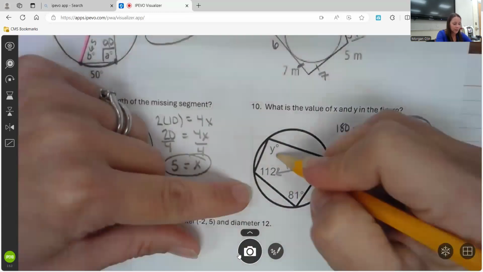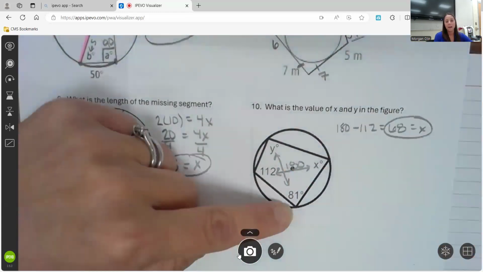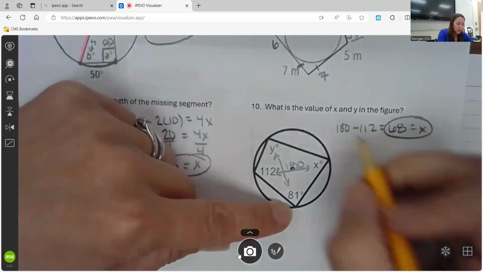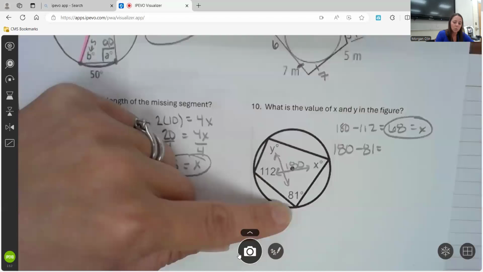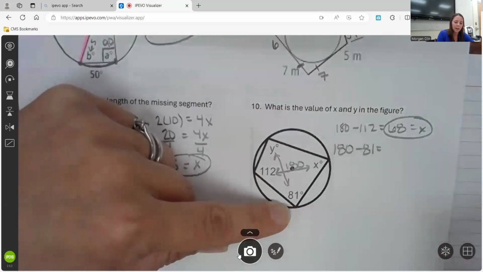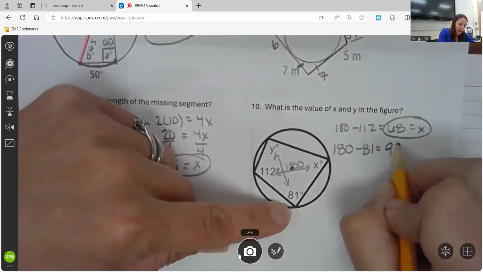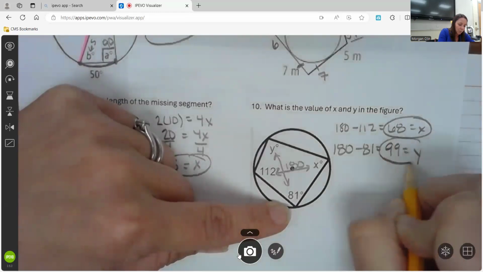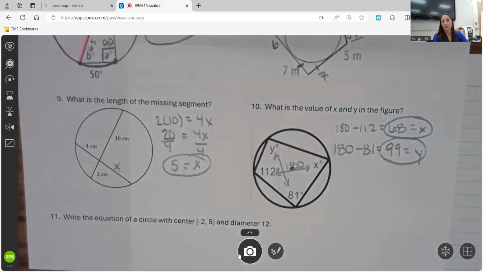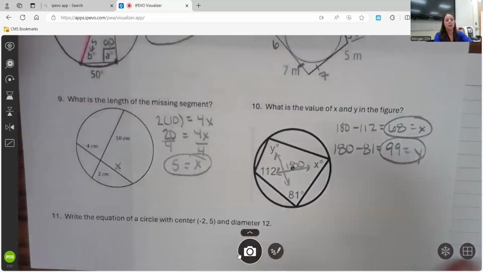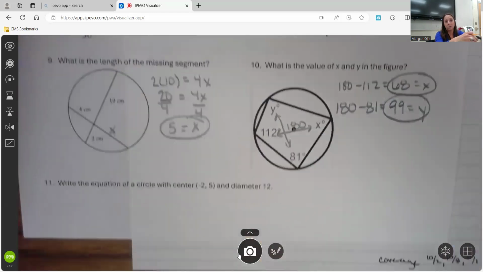All right, and then the same thing here. These two right here, the Y and 81, are supposed to add to 180. So if I take 180 and I minus 81, so 180 minus 81, you get 99. And that is going to be the value of Y. And if you add all these angles together, they should all add up to 360, because all the angles in a quadrilateral add up to 360.